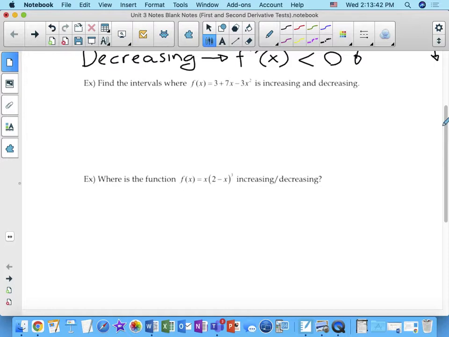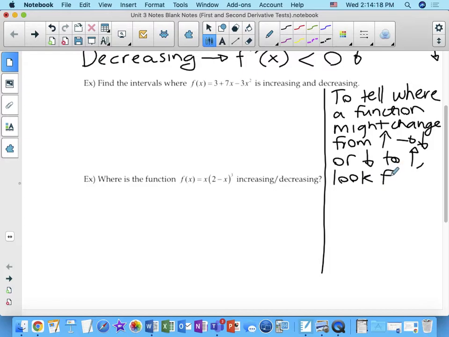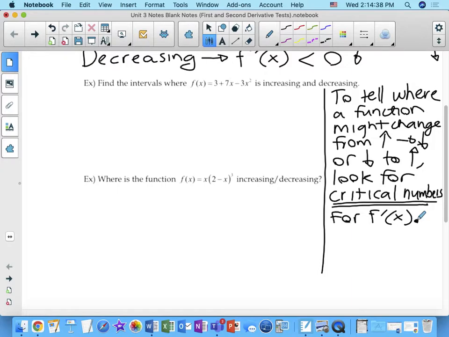So where am I going to write this? Maybe I'll write it over here. To tell where a function might change, it doesn't always, but it might, from increasing to decreasing or decreasing to increasing, look for critical numbers for f prime of x. And I'm going to tell you what those are in a minute.